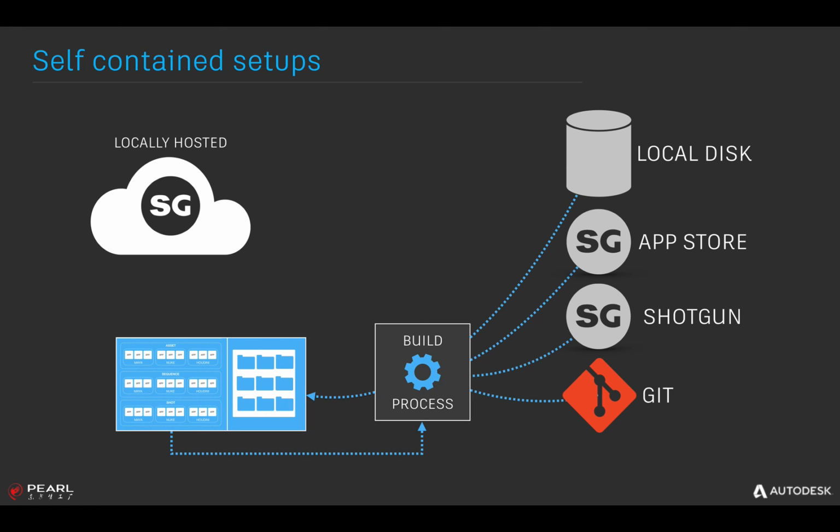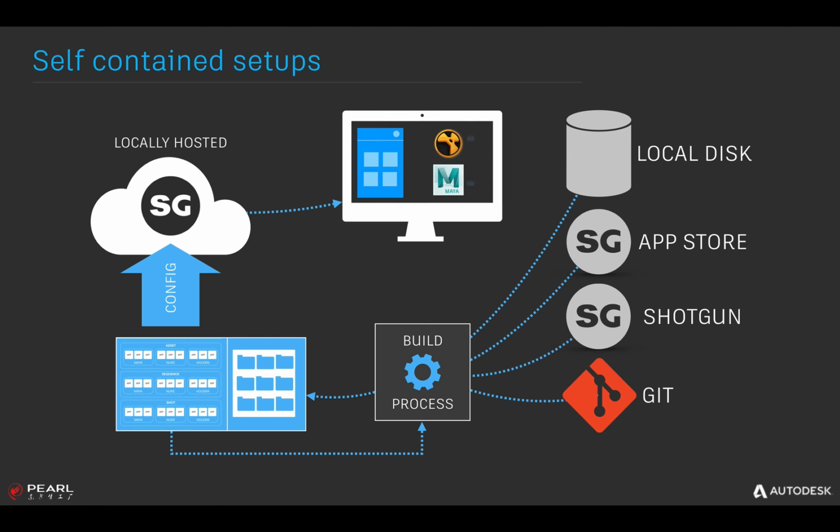These are then each downloaded into the configuration, and you end up with a self-contained structure. This is then zipped up and uploaded to Shotgun. And when a user is running Shotgun Desktop, it simply downloads the self-contained bundle from Shotgun, and that contains everything that's needed.